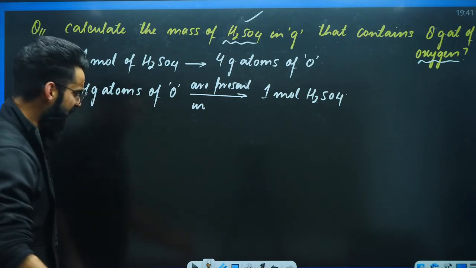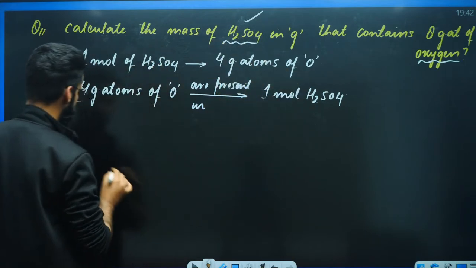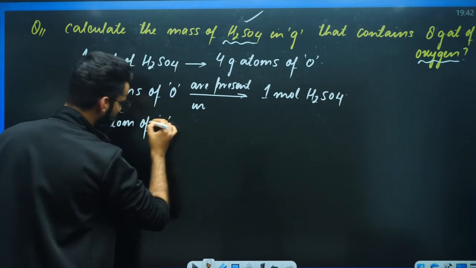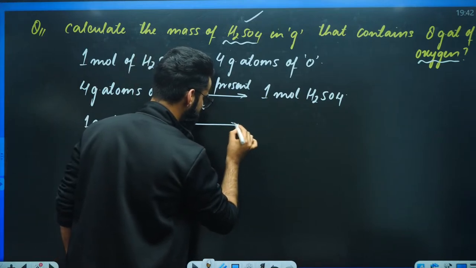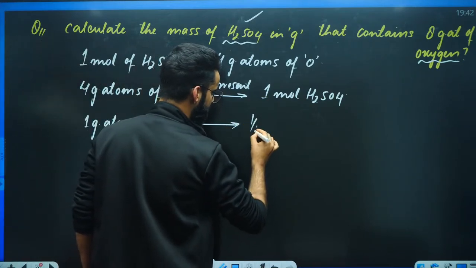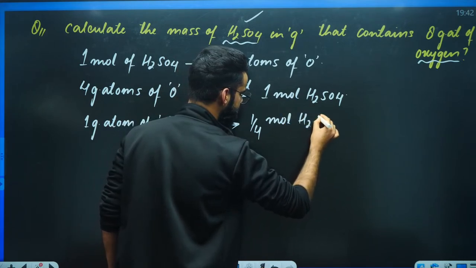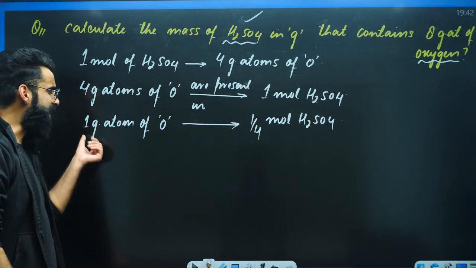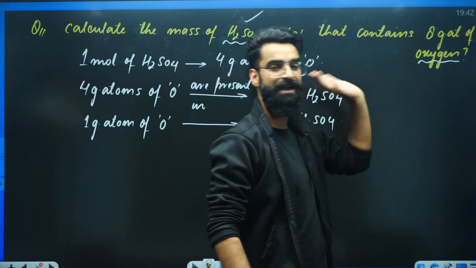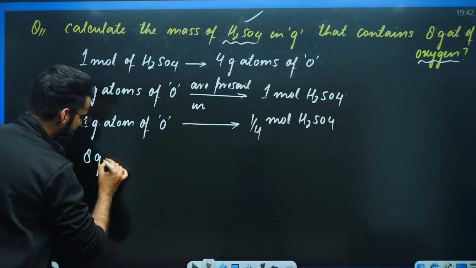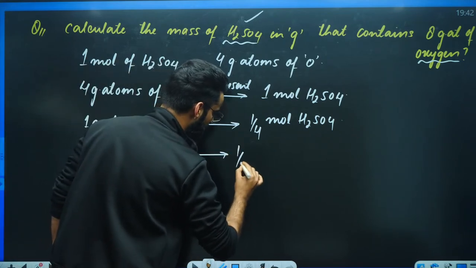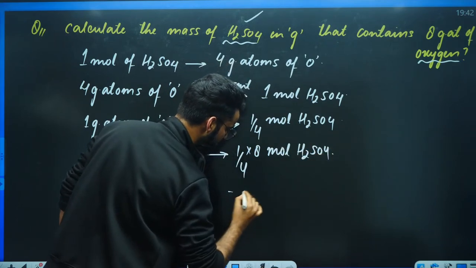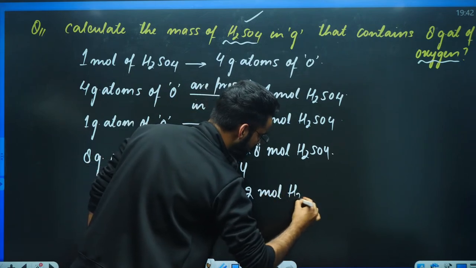Now we use the unitary method. If 4 gram atoms of oxygen are present in 1 mole H2SO4, what about 1 gram atom of oxygen? I can say 1 gram atom of oxygen will be present in 1 by 4 moles of H2SO4. Right? Do I have to check 1 gram atom of oxygen, or do we have to check 8 gram atoms of oxygen? So I can say 8 gram atoms of oxygen will be present in 1/4 multiplied by 8 moles of H2SO4. The value comes out to be 2 moles of H2SO4.